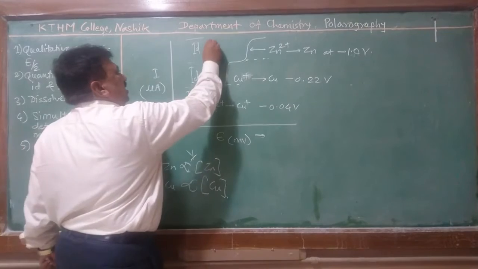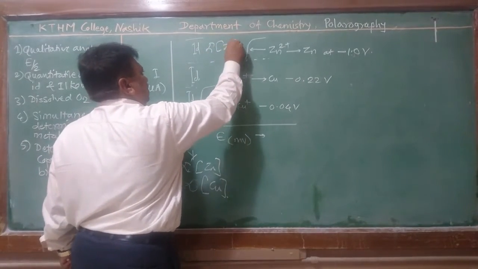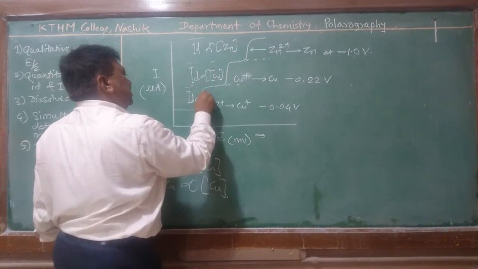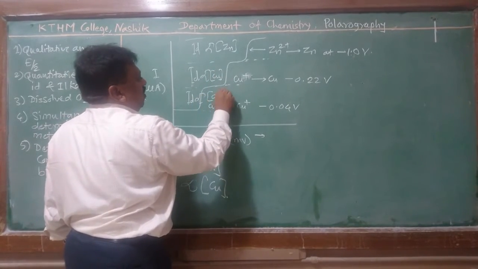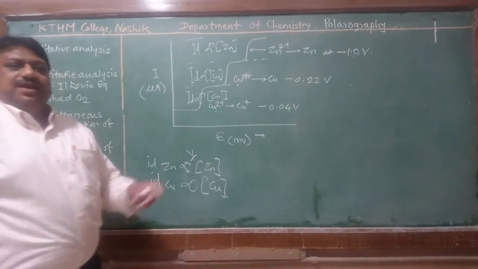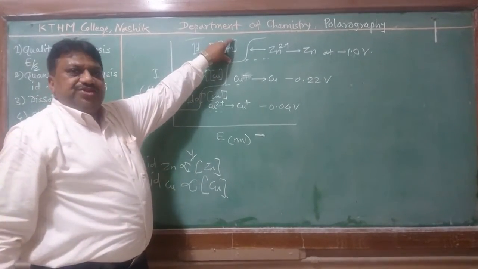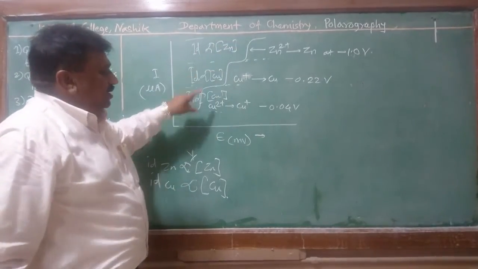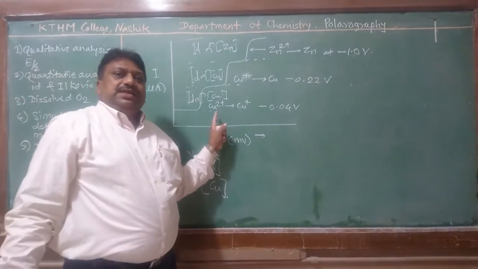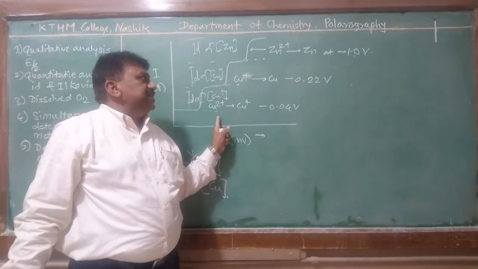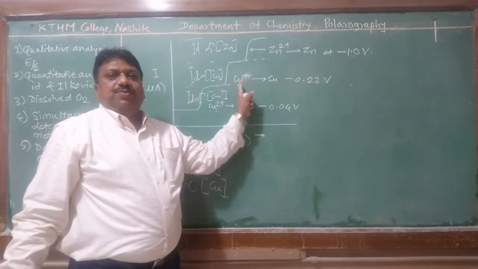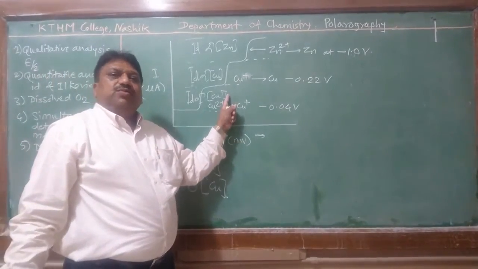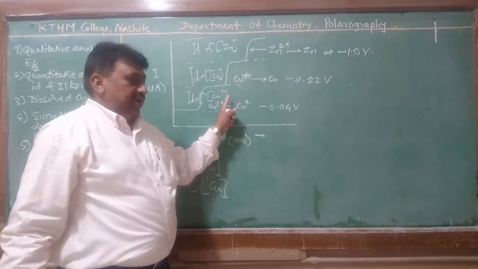Therefore, this Id is directly proportional to the concentration of zinc. This Id is directly proportional to the concentration of copper, or you may use this diffusion current for determination of copper. In this way, diffusion current is measured for quantitative determination of copper and zinc in a brass sample, and a single analysis is sufficient to determine zinc and copper in a brass sample. Therefore, this is the best method for determination of copper and zinc in brass alloy.